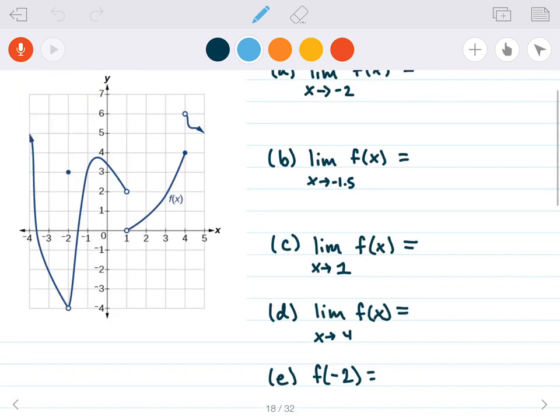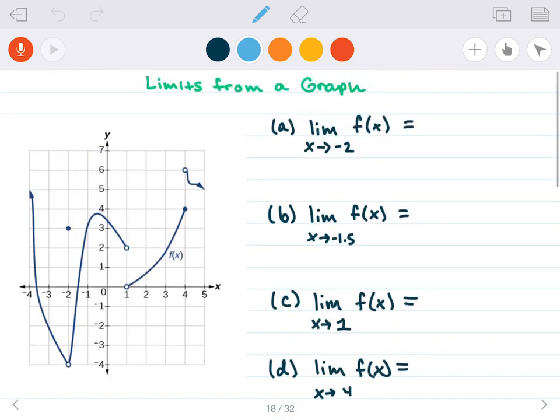All right, so let's do another example. So now we're taking the limit as x goes to -2. All right, we have to check our left and right hand limits. So the first thing, we want to know what's the limit as x goes to -2 from the left.